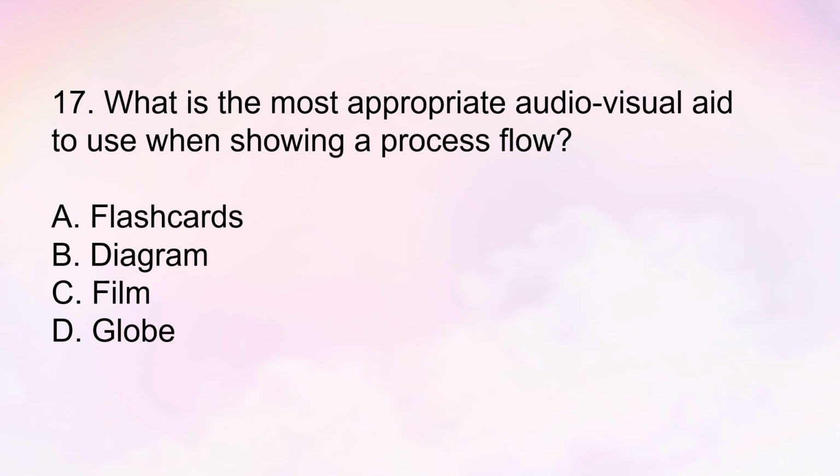Number 17. What is the most appropriate audiovisual aid to use when showing a process flow? Letter A, flashcards. Letter B, diagram. Letter C, film. Or letter D, globe.